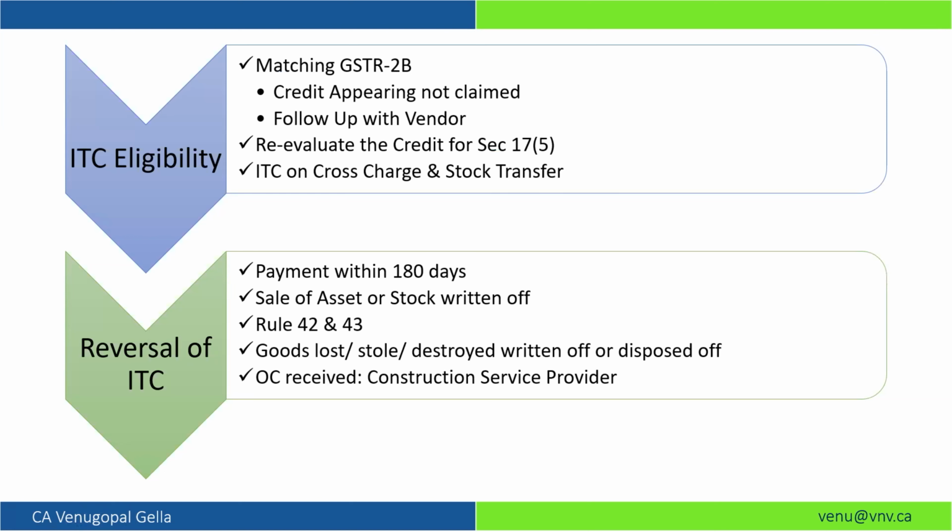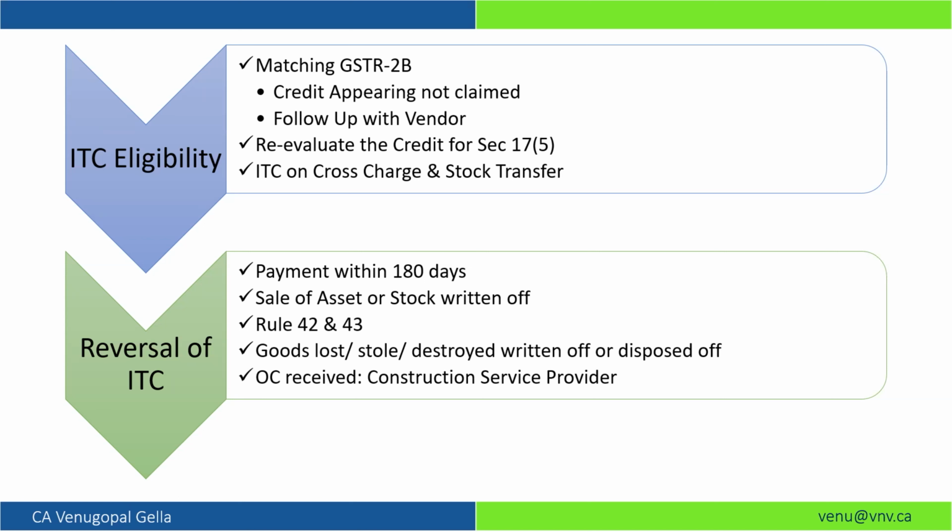Now, on the input side, you need to make sure that the ITC you are availing is, first of all, eligible. The first test you need to do is eligibility. For eligibility, Sections 16 and 17 come into the picture. Section 16 says you should be in possession of the goods or service invoice, you must have received the goods and services, you should have made payment to your vendor, you should have filed the return, and the transaction should be reflecting in GSTR 2B. If all these conditions are satisfied, then only you are eligible to claim ITC.